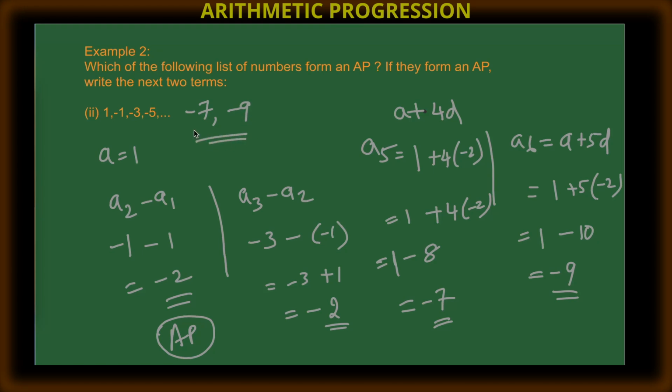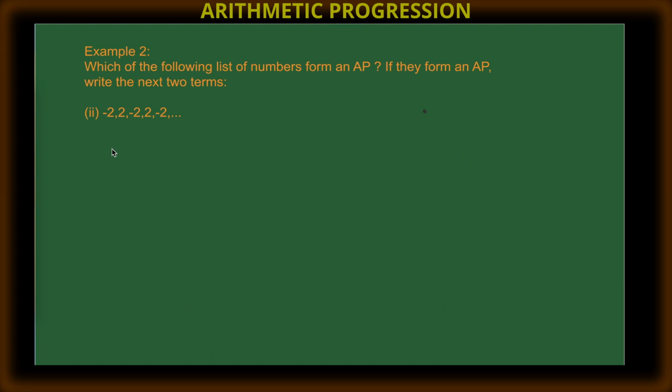Okay student, let's move to the next example. Here also we need to find first whether it is an arithmetic progression or not. So we know A is equal to minus 2 from the given sequence. To prove this is an arithmetic progression, its common difference should be equal. So let's find the difference of the second term from the first term. What is the second term?